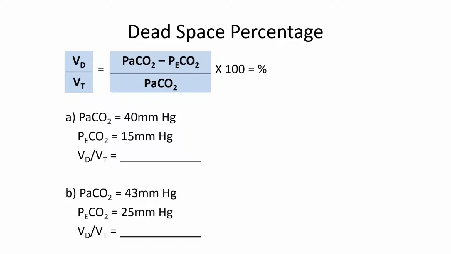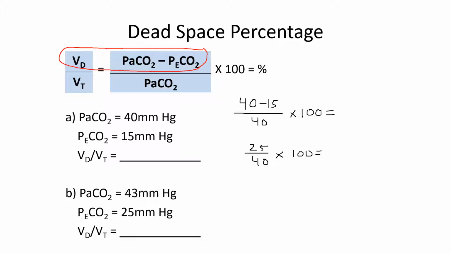All right, dead space volume. There are a couple ways to calculate dead space volume. You can do it by partial CO2, and here we are doing it by partial CO2. So you have to solve for your dead space, and here's the equation: dead space equals your partial CO2 minus your effective CO2. First you find your dead space volume and then divide it by the tidal volume. So here, 40 minus 15, and then divide by the tidal volume. So 25 over 40, and to get percentage, multiply by 100.